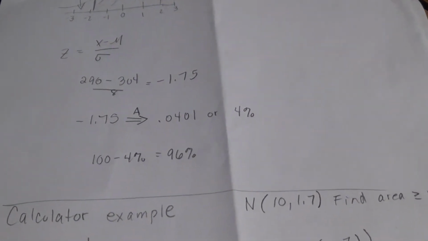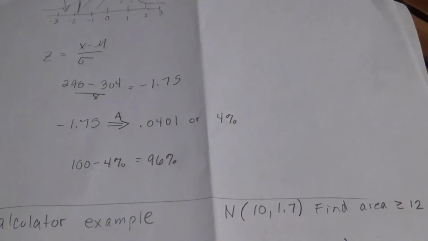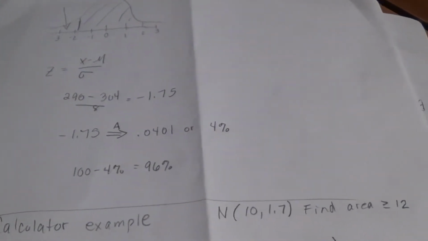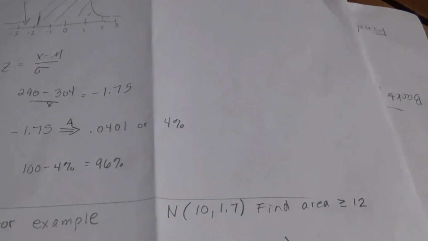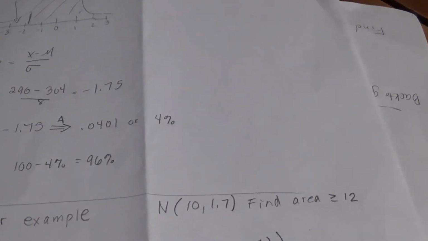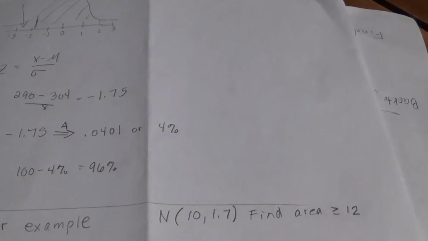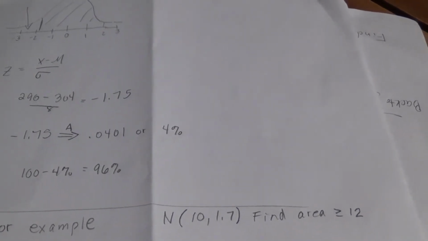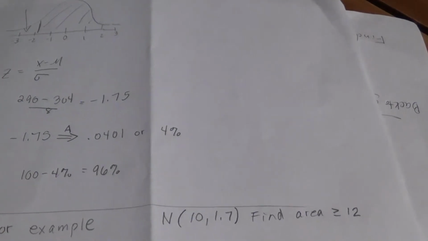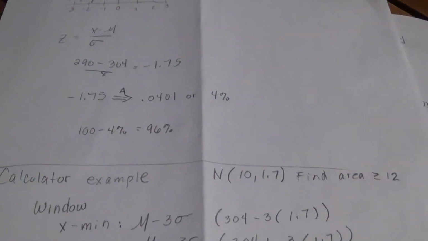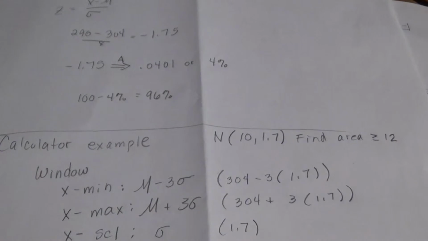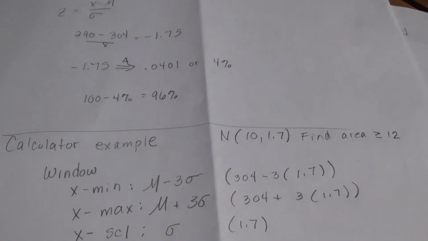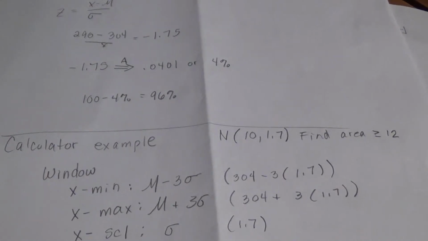Alright. The last thing we did in class was figure out how to do all this on the calculator. So we made up an example, and this example is the normal curve has a mean of 10 and a standard deviation of 1.7. Find the area greater than or equal to 12. So, first of all, you have to mess with the window. And I gave the directions for any window, and specifically for the window that we're dealing with.